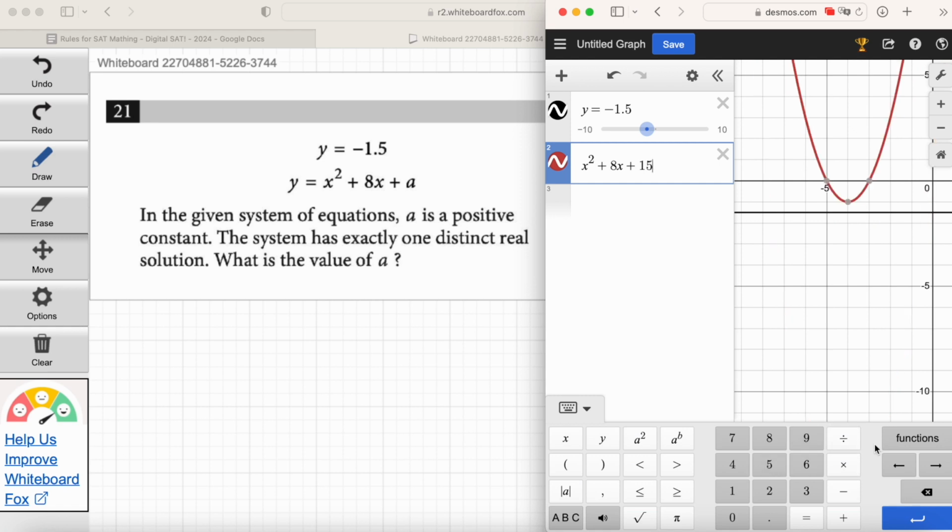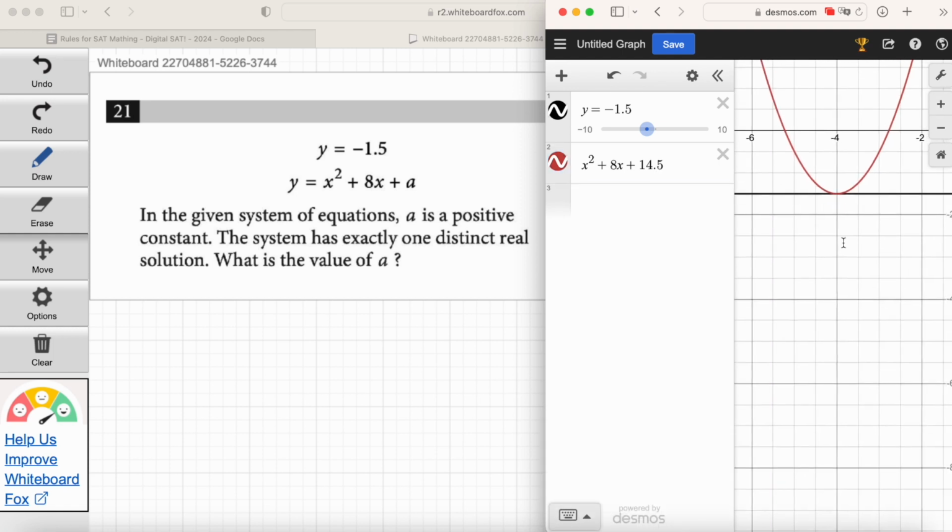So it's got to be something between 14 and 15. I guess we'll say 14.5. Let's try 14.5. We'll get there. Oh, look at that. How many solutions we got? One. One solution right there. What's the right answer? -4. No.